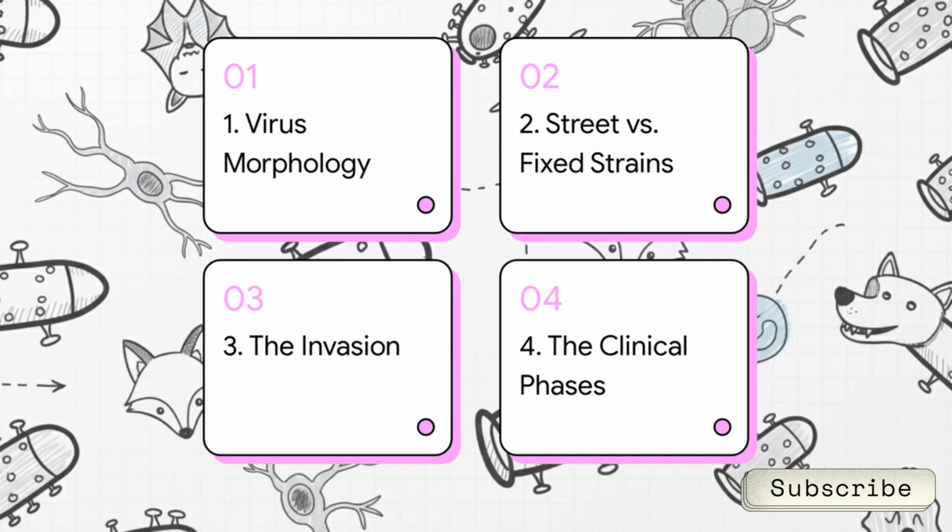Okay, so here's our game plan. We're going to start with the enemy itself, its morphology. Then we'll look at the different strains you'll encounter. After that, we'll trace its path of invasion, the pathogenesis, and we'll wrap up with the aftermath, the clinical phases.